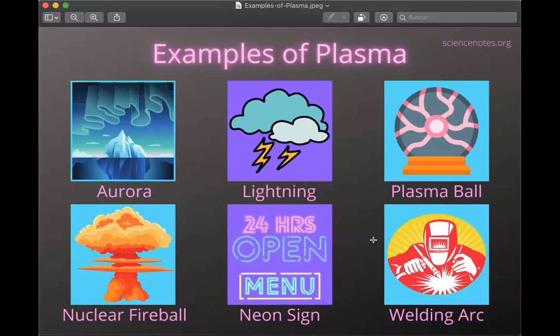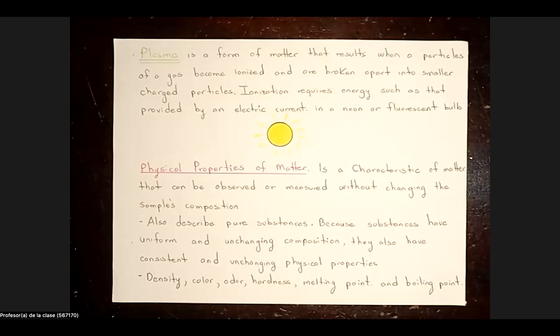Excellent. We have finished the states of matter. In the next class, we're going to talk about the physical and chemical properties of matter. Okay, bye.